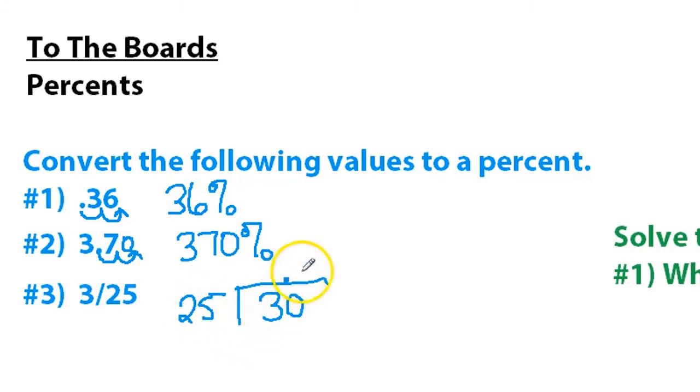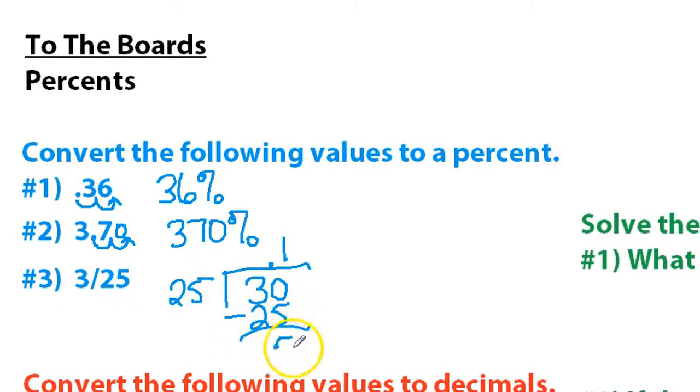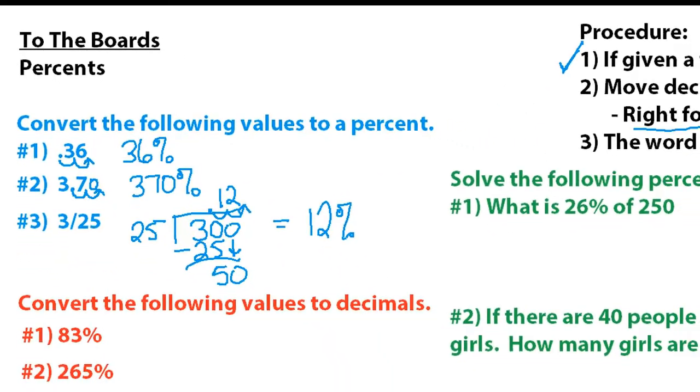25 will go into 30 1 time. We'll go ahead and subtract it out. That leaves me with 5. I bring another 0 down, giving me 50. 25 will go into 50 2 times. So I'm left with the decimal 0.12. To convert that to a percent, I'm going to move the decimal place 2 spots over, and we get 12%. So those are the answers for the blue problems.